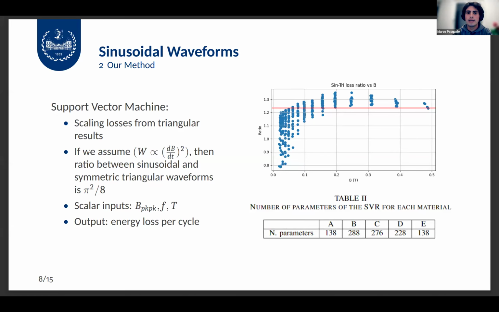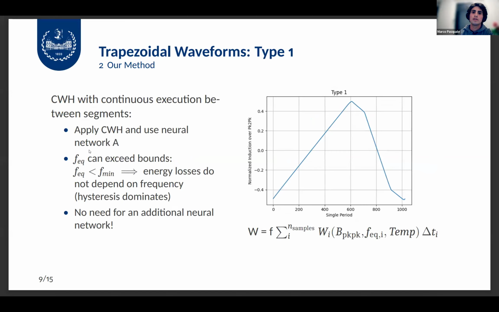All right, then we move on to trapezoidal waveforms. At the beginning, since we wanted to use more physics methods, physics models, we wanted to use CWH for everything, but then it turned out to be very hard to use it for every waveform because of relaxation losses and relaxation effects, which are really, really hard to model.